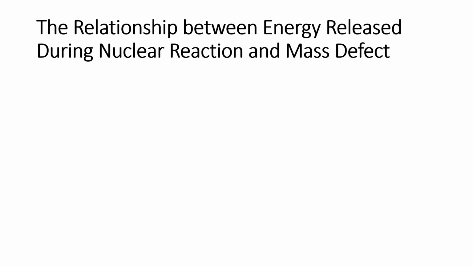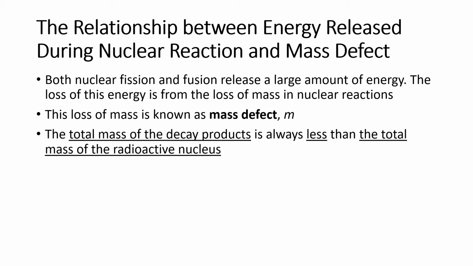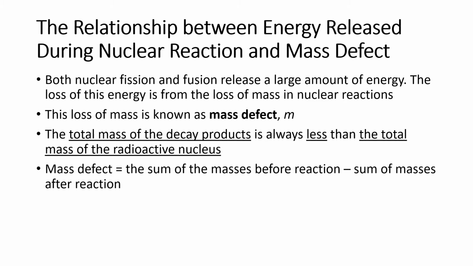Let's move on to the relationship between energy released during nuclear reaction and mass defect. Both nuclear fission and nuclear fusion release a large amount of energy. This energy comes from the loss of mass in nuclear reaction. This loss of mass is known as mass defect. The total mass of the decay products is always less than the total mass of the radioactive nucleus. With that, mass defect is equal to the sum of masses before reaction minus the sum of masses after reaction.